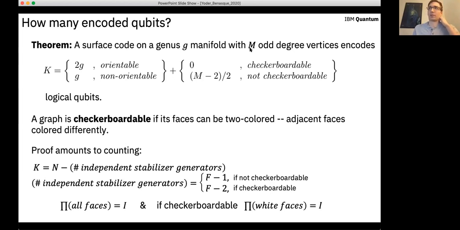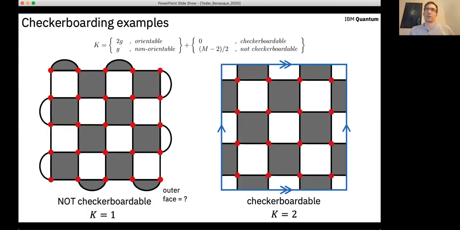I guess I should say explicitly that M is the number of odd degree vertices here. So you can see that the odd degree vertices are behaving as these twist defects. The more odd degree vertices you have, the more qubits you can encode. So yeah, let's jump into an example here to illustrate this.